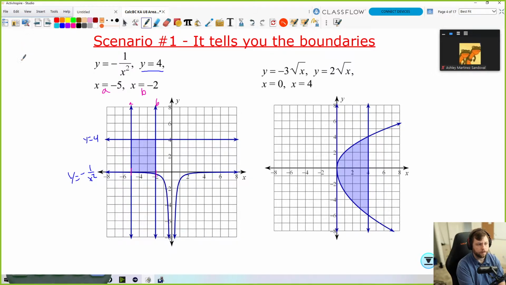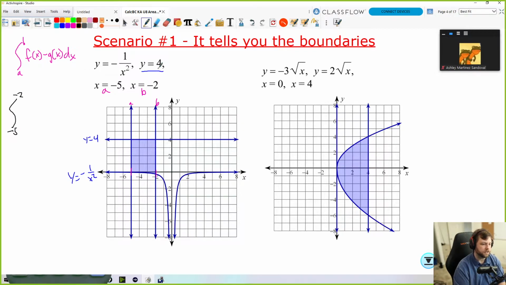Well, remember it's top minus bottom, so I'm going to put a note. So a to b, and it's f of x minus g of x, top minus bottom, right? Okay, so setting up this case right here, I know my limits are -5 to -2 because I can see that in the picture.